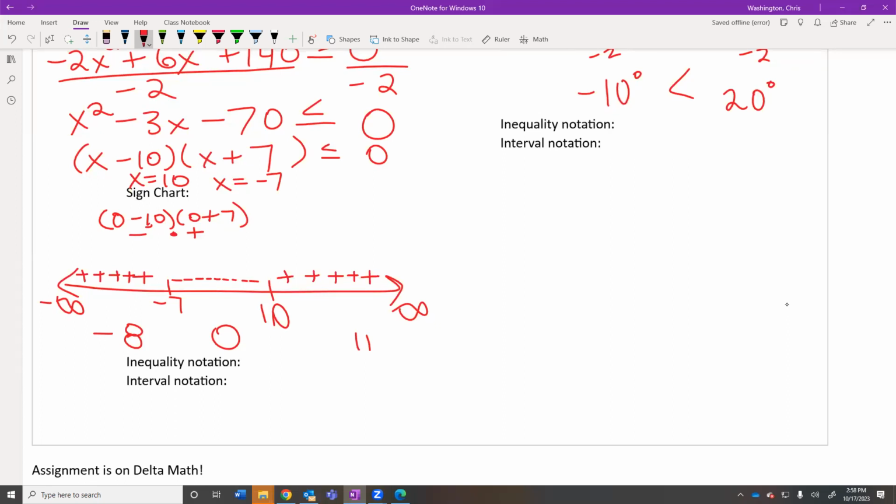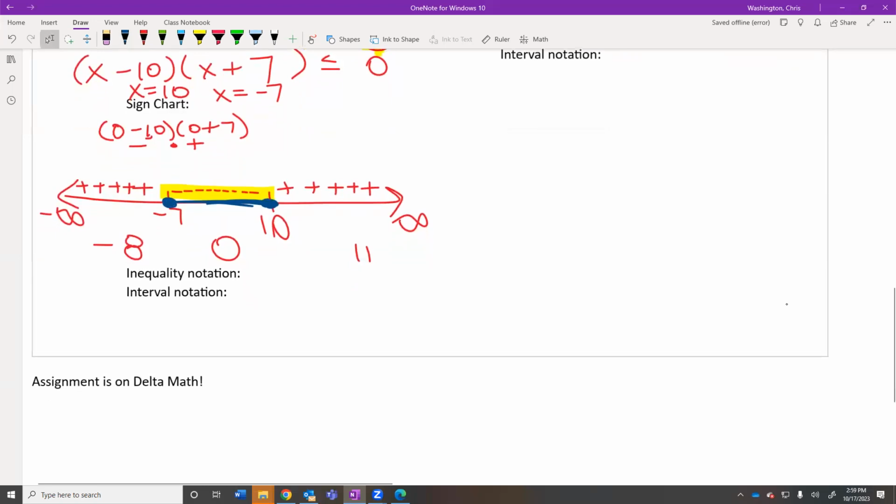Well, now we're looking at less than or equal to 0. So we're looking for, when is it negative? And it's negative between -7 and 10. So between -7 and 10, because it's also equal to 0, we're going to have a closed dot. And we're going to connect those dots. So now we're looking at the middle in this case. In inequality notation, -7 less than or equal to x less than or equal to 10.